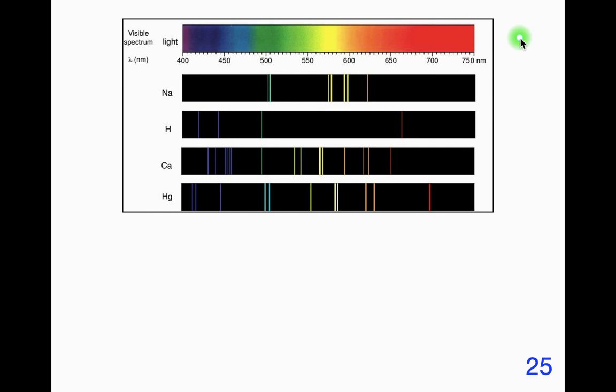But that's not what we saw. That's not what Bohr saw. That's not what anyone saw. Every element gave off its own unique patterns of light. So it must mean that the electrons could be at only allowed energy levels.